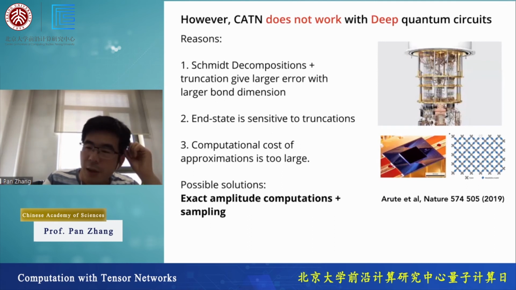The first attempt we tried was to use the CATA to do this approximately. Unfortunately, we found that this doesn't work, because the random circuits are really sensitive to the errors we made on the Schmidt decomposition and singular value decompositions. So we came to the conclusion that we really need to do exact amplitude computations, perhaps with some sampling, to really finish this simulation task.